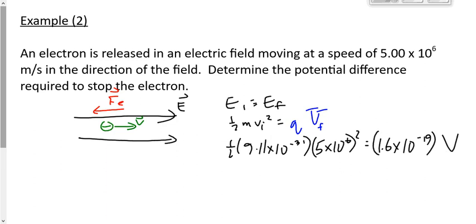Now we're solving for VF, final potential. We're looking for the potential difference, but if the initial potential is 0, then what's the final potential? If the initial is 0, then the final potential is the same as the change, right? The potential difference. So once again, we're just really looking for VF here. When we do this, half times 9.11 times 5 squared divided by 1.6 gives us 71.2 volts.